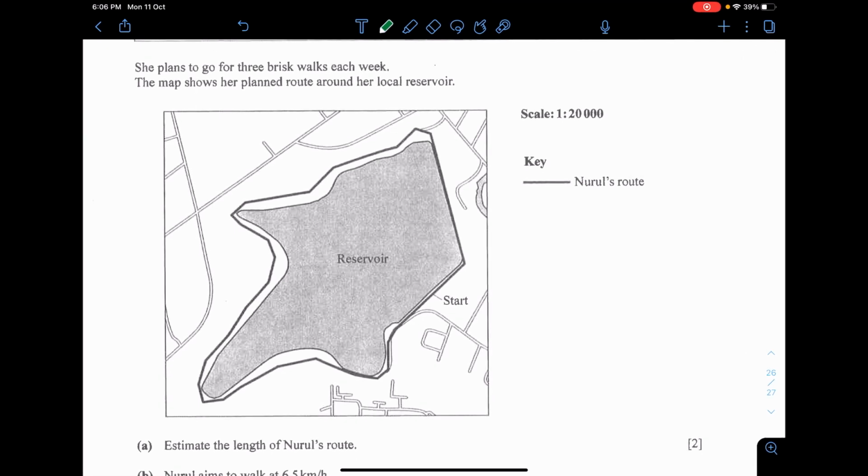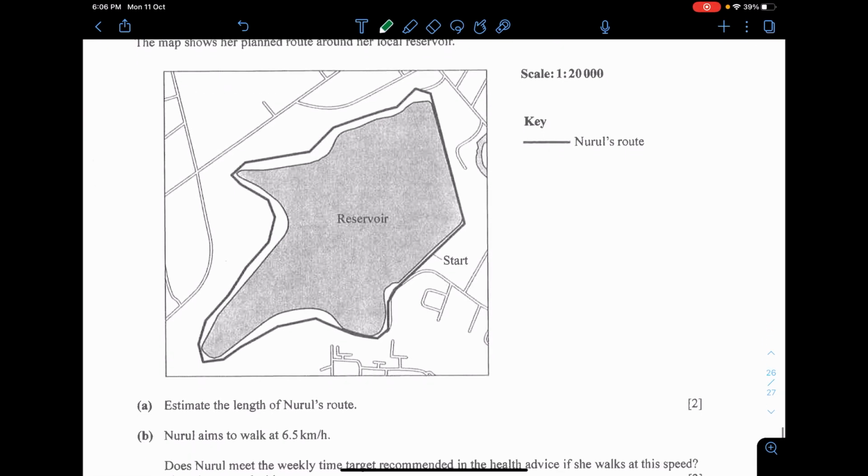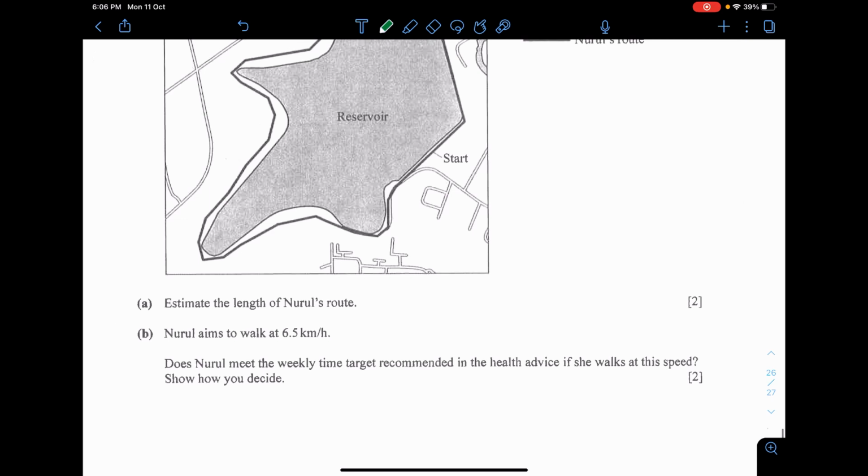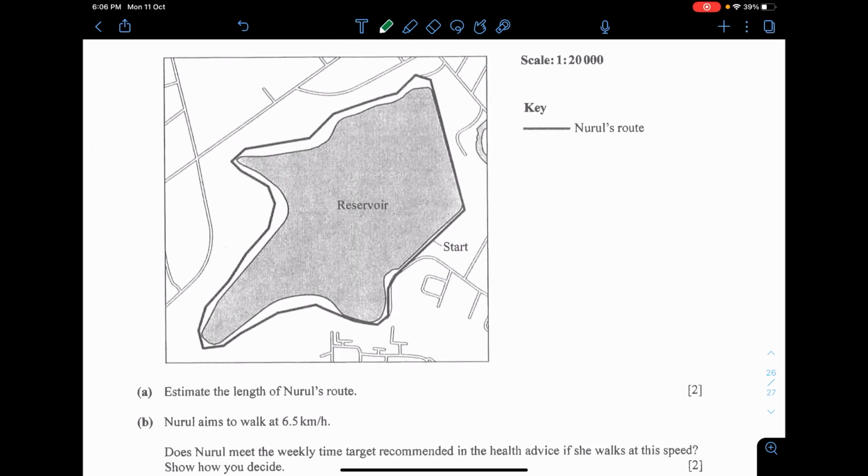So she's planning to do this on a 1 to 20,000 scale. Nurul's route is this. Estimate the length that Nurul actually takes. Now this one here, you have to use a ruler and count every single part of the straight line over here. Every single one of them. Literally use your ruler. Calculate the centimeters from each of these lines. Total all of them, and it's supposed to be somewhere around 27.5 cm.